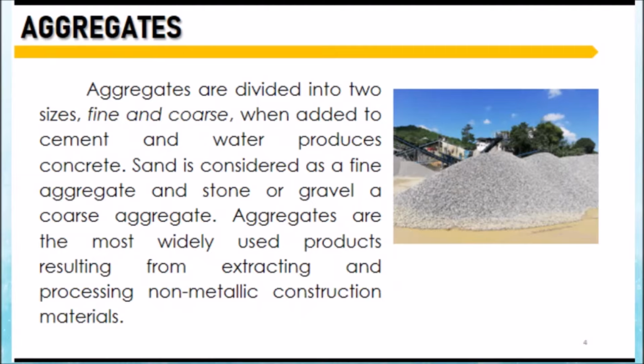Aggregates are divided into two sizes. We have fine and coarse. When added to cement and water, it produces concrete. Sand is considered as fine aggregate and stone or gravel as a coarse aggregate. Aggregates are the most widely used products resulting from extracting and processing non-metallic construction materials.